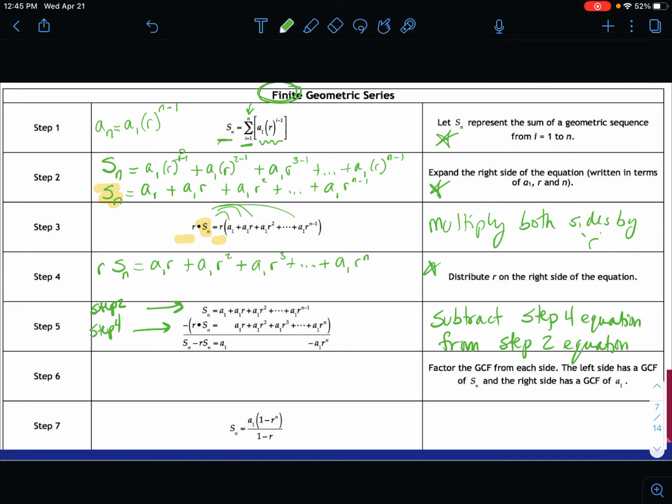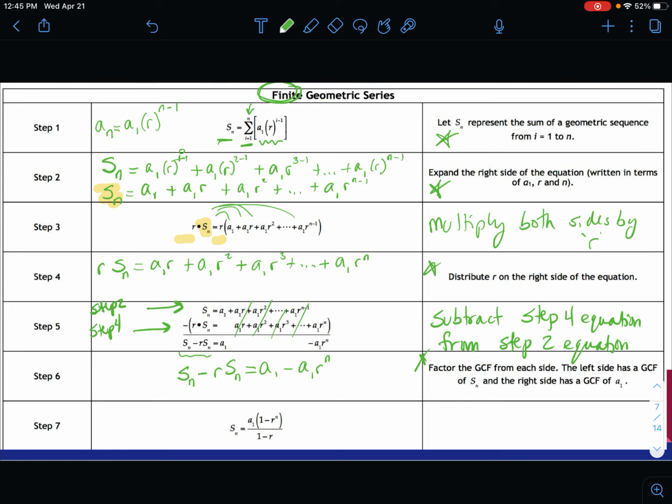All right, now once we do that, look what happens here. So s sub n, take away r s sub n, we can't combine those, so that just stays as is. Look what happens when I subtract. All this middle stuff is going to go away. And so we're only left with s sub n minus r s sub n equals a sub 1 minus a sub 1 r to the n. And please mark down questions here. So anything that you're like, wait, what happened here? Make sure you're marking those down. We can go over that in class together.